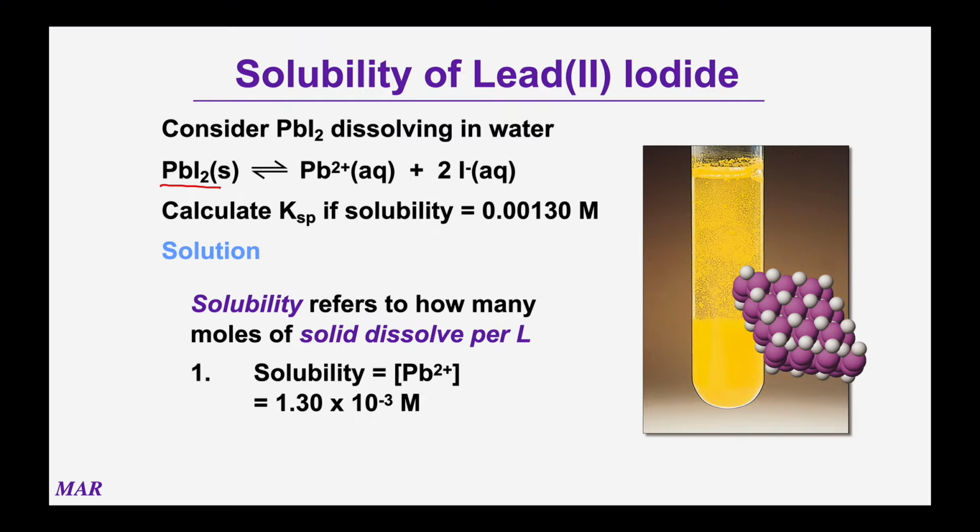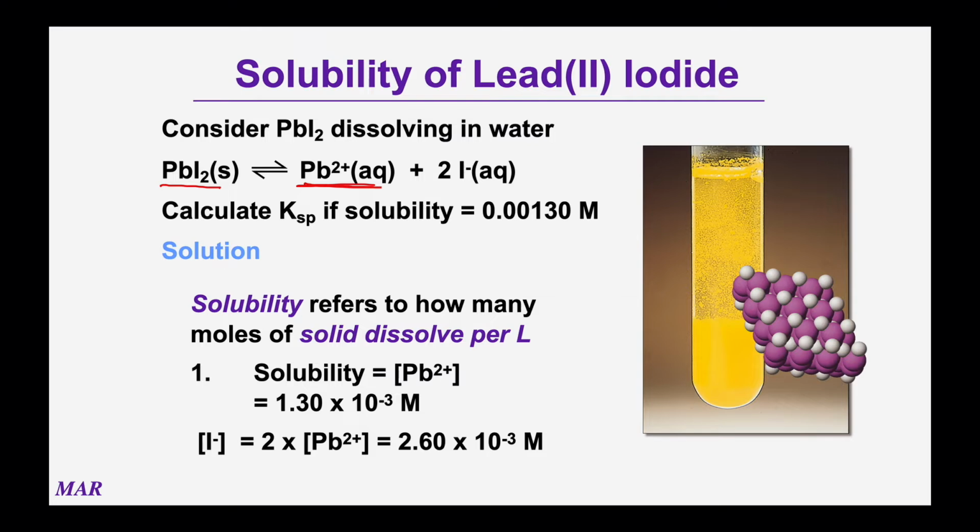And notice PbI2 and Pb2+ are in a 1-to-1 ratio. So if the solubility of PbI2 is 0.00130 moles per liter, and you get 1 mole of Pb2+ for every 1 mole of PbI2, the solubility of the Pb2+ is going to be the same as the solubility. It's 1.30 times 10 to the minus 3. So solubility and the amount of lead that's dissolved are the same number here, and that can be a little strange. The iodide is, of course, part of it too.